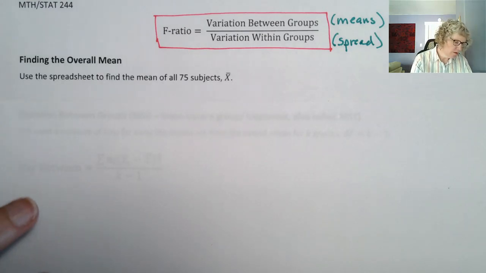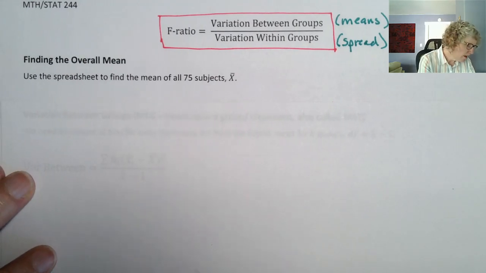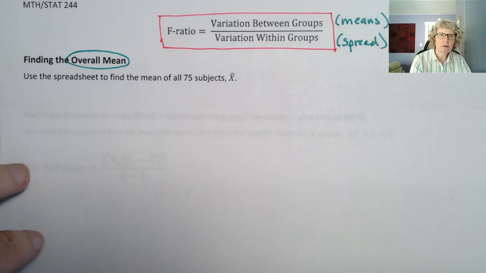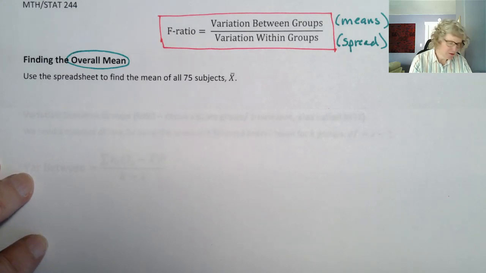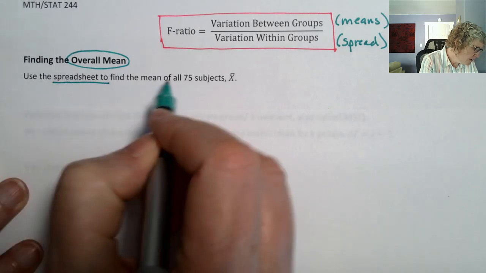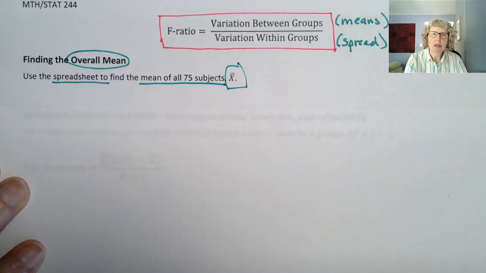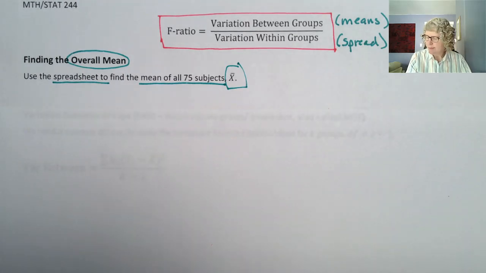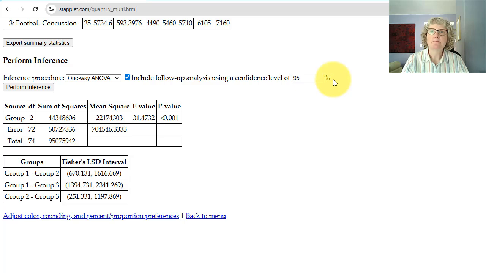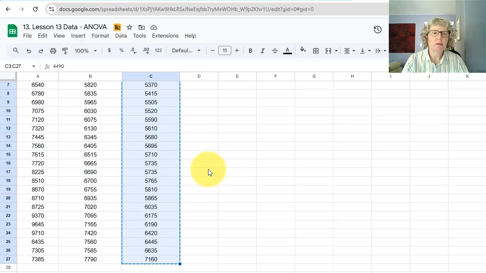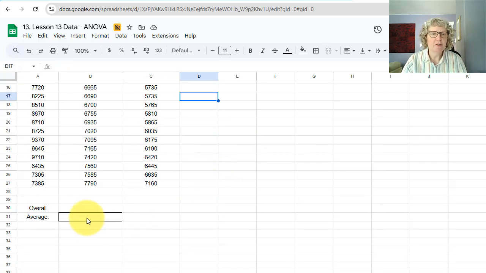Now, in order to do that, we have something we actually don't have yet, which is the overall mean of all the data. Okay, so we can use our spreadsheet for that. Unfortunately, Staplet doesn't give us that number. There's a way we could find it, and I'll show you that. But we're going to use our spreadsheet to find the mean of all, and we're going to call that capital X bar, okay? So we're going to use little x bar for the groups and a capital X bar for the mean of all. And you may have seen, when I scrolled down here, I have an overall average here.